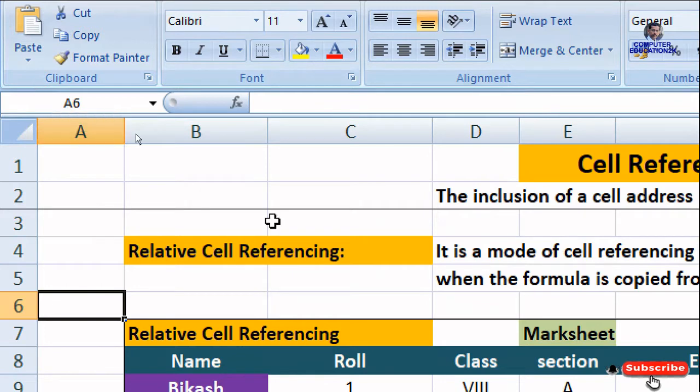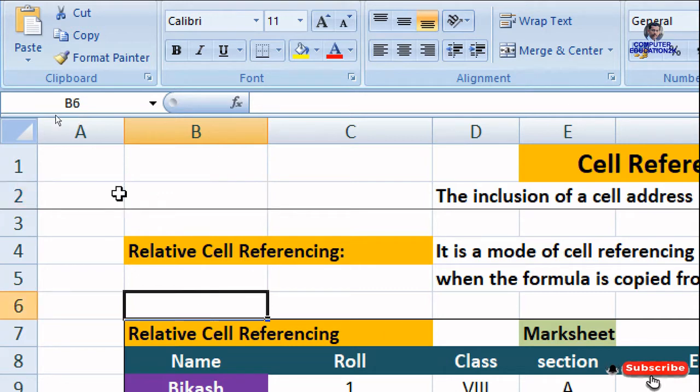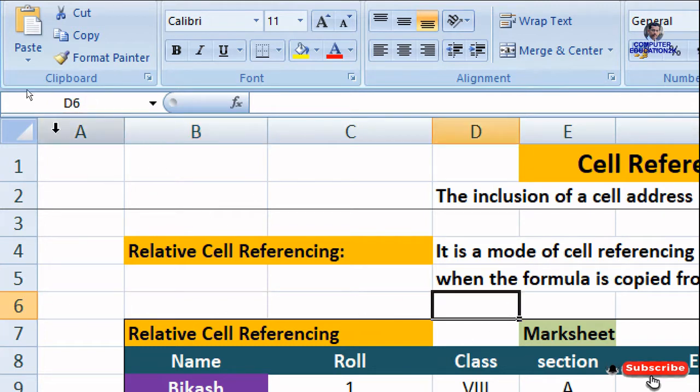If you click on this cell, you can see the cell address is B2. B is the column number and 2 is the row number. If you click here, see the cell number has changed, so the cell address has changed. Now it is B6. If you click here, now the cell address is D6. D is the column and 6 is the row number.